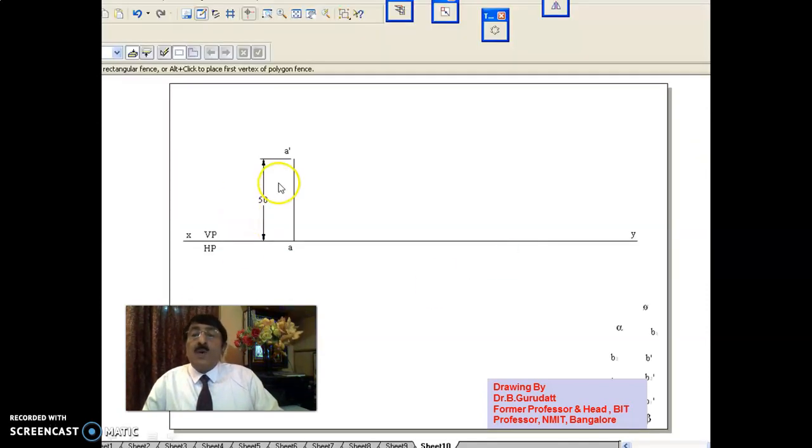Now you see here, one end of the line is 50 mm above HP and is lying in VP. Correct, no? 50 mm above HP, A dash and A you locate, after drawing XY, VP, HP.